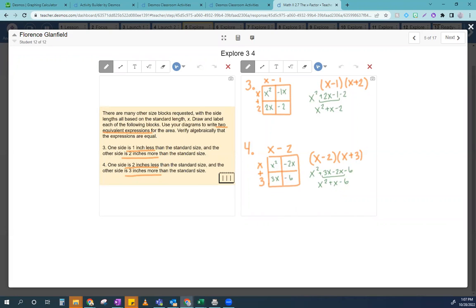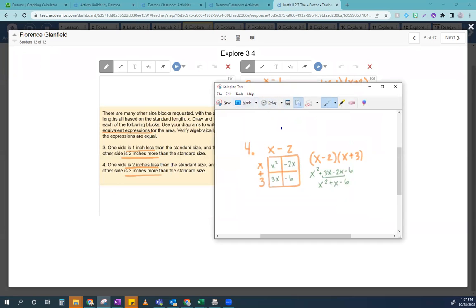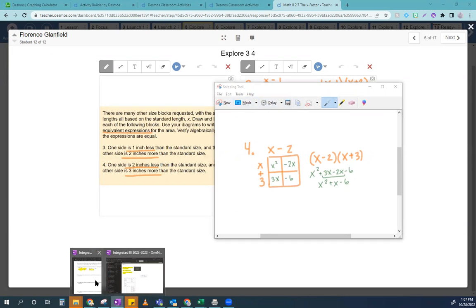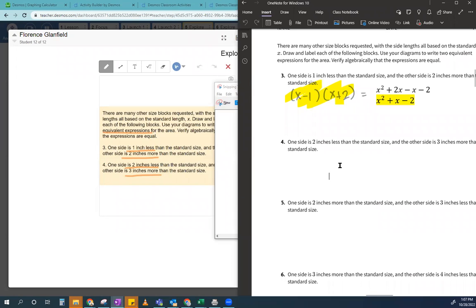Okay, so let me clip this and copy this into my notebook because I want to make sure that we have answers in our notebook that are correct that you guys can access later. So is everybody comfortable with this one right here?